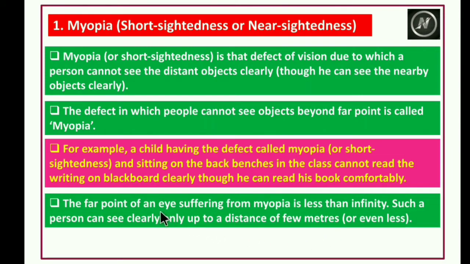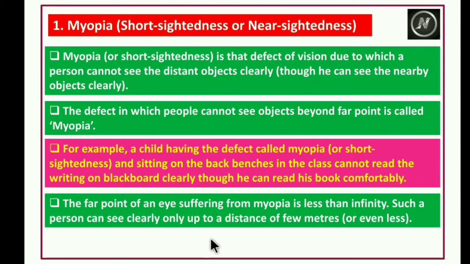The far point of an eye suffering from myopia is less than infinity. Such a person can see clearly only up to a distance of a few meters. So, for a person who is suffering from myopia, the far point is less than infinity.